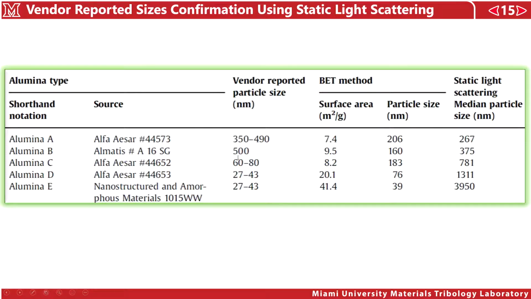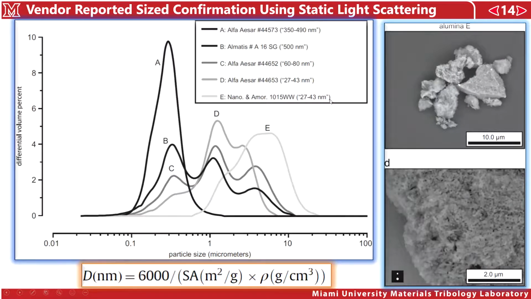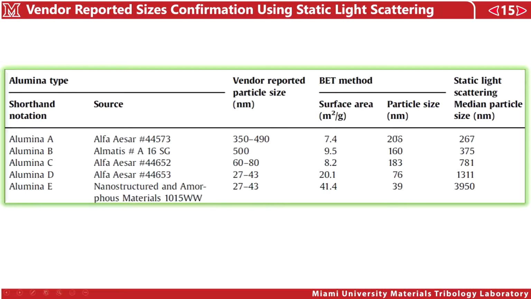This table shows you the huge difference in what's going on. For alumina A, B, C, D, E, these are the vendor-reported sizes in nanometers, and the BET method, using this equation, lets you find the size of the particle. If you look at these results here, 206, 160, 183, 76, and 39, the BET method is giving values that are very close to the vendor-reported particle sizes. So probably the vendors used the BET method to approximate the size of the particles.